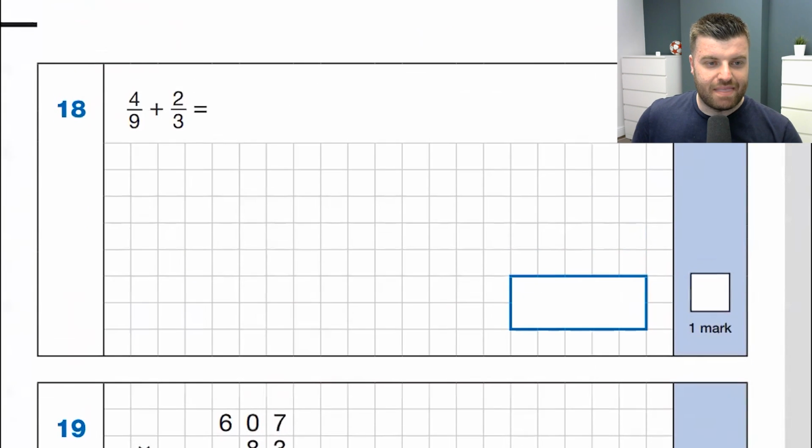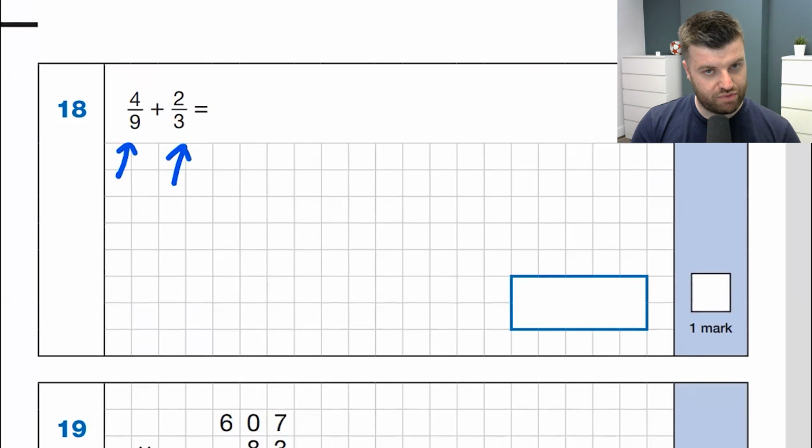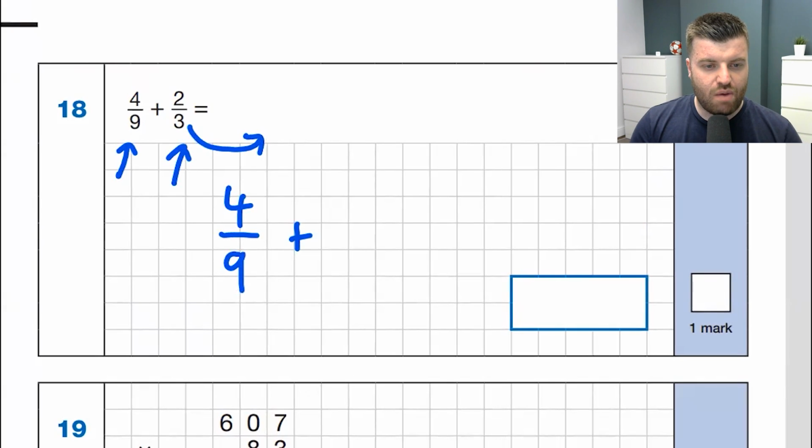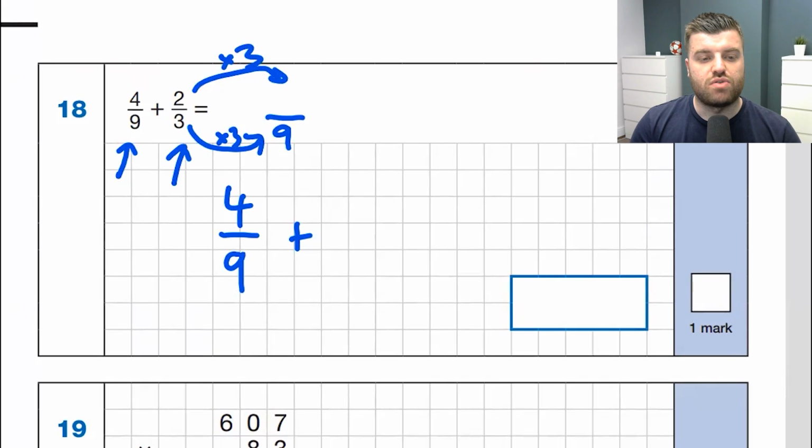Question 18. Fractions. Don't we all love fractions? Well, first thing that should be setting off alarm bells in your head is that these denominators are different. Before we do anything with fractions, we're going to make the denominators the same. So let's keep 4/9, and we're going to add on 2/3. Well, I want the denominator to be 9ths. So I did 3 times 3 to get 9. I'm going to do the same to the top. So 2 times 3 is 6.